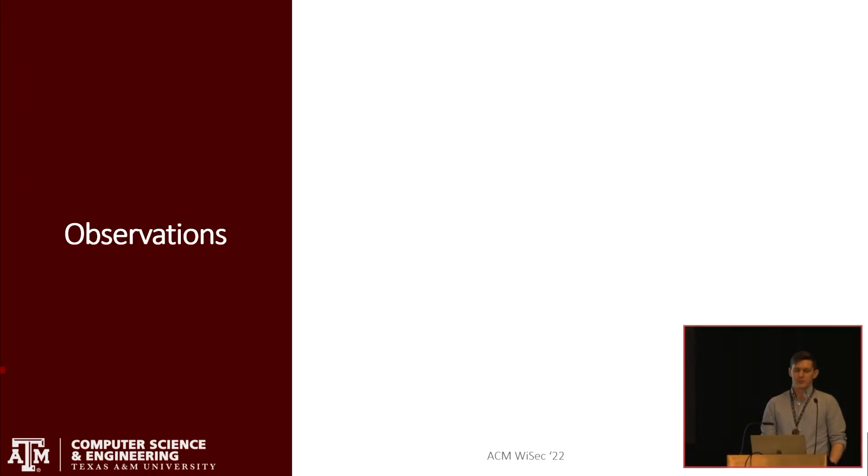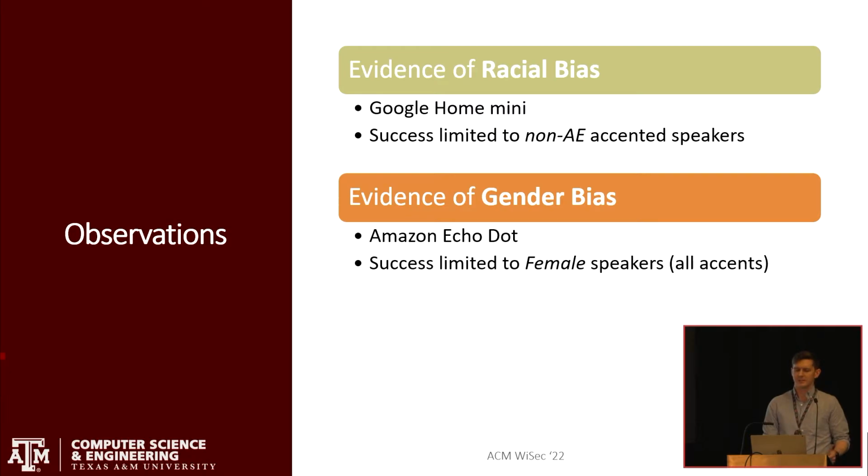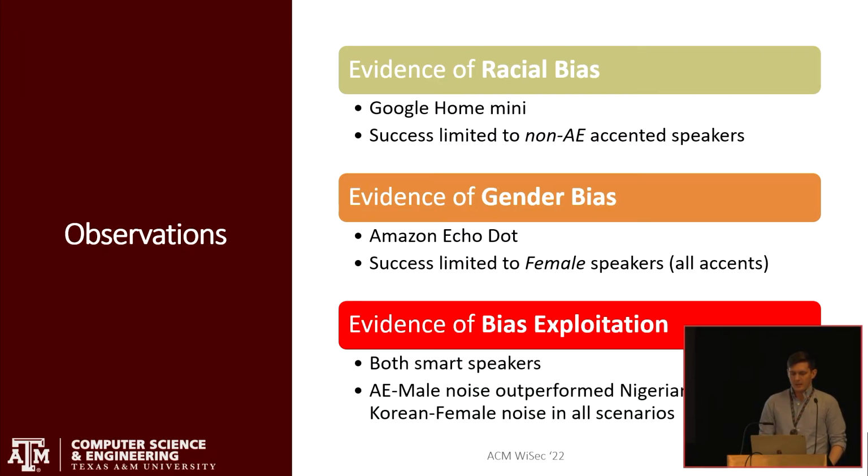And so from these results, we make a few main observations. First is that there's clear evidence of racial bias specific to the Google Home Mini device. The success that we observed was limited to only non-American English accented speakers, meaning, didn't matter the gender, but command disruption only worked against the different accents, not including American English. On the other hand, we saw very clear evidence of gender bias for the Amazon Echo Dot smart speaker. Here, success in terms of command disruption was limited to only female speaker samples, and this was true for all the different accents that we looked at.